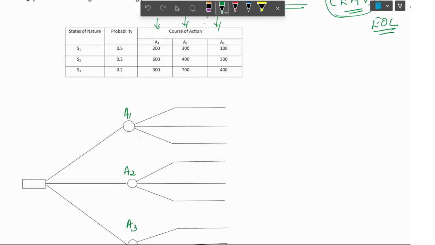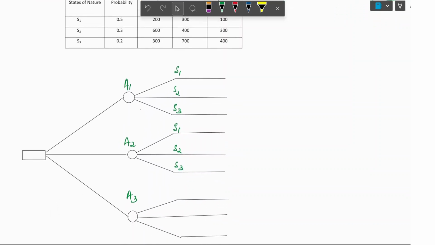Now see here, I just completed the same line. You cannot make one extended like that. Therefore, just draw the picture very neatly. Here I'm writing S1, S2, S3. Here again S1, S2, S3. And here S1, S2, S3.